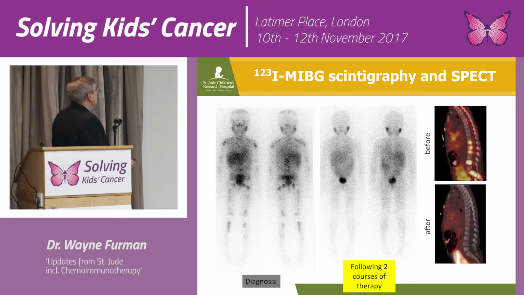And again, black is bad. These spots are all tumor. And here's a diagnostic MIBG scan. And following 2 courses of therapy, this is just your normal, you're peeing it out, and it's also taken up by your salivary glands. And these are SPECT images with the yellow spots being tumor in the spine that are all gone. And this is only following 2 cycles.